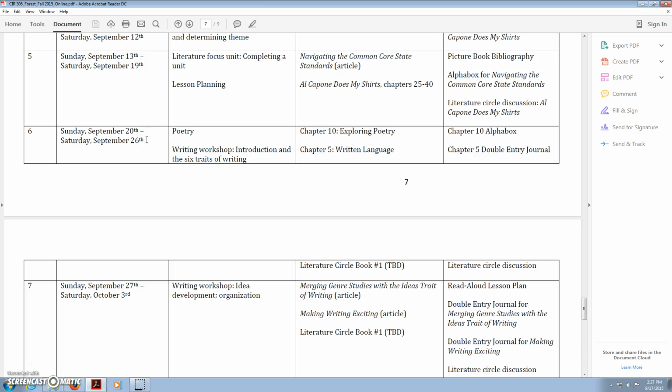Week 6 spans Sunday, September 20th through Saturday, September 26th. So this week we are going to focus on two main topics. We're going to study poetry in the elementary classroom. We are also going to introduce writing workshop. And in forthcoming weeks, we're going to get a lot more in-depth with writing workshop and how to teach different traits or qualities of good writing.